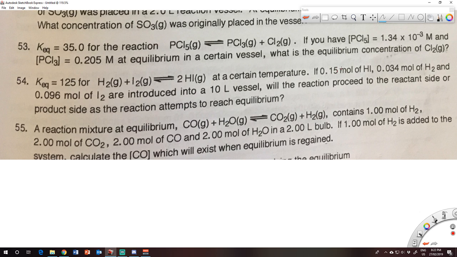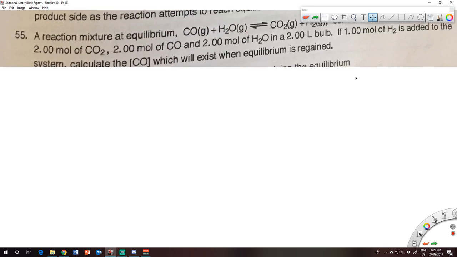55. A reaction mixture at equilibrium, CO plus H2O going to CO2 plus H2, contains 1 mole of, okay, 1 mole is added to the system. Calculate the concentration of CO, which will exist when... that's a good one. I like this question. Let's do 55.